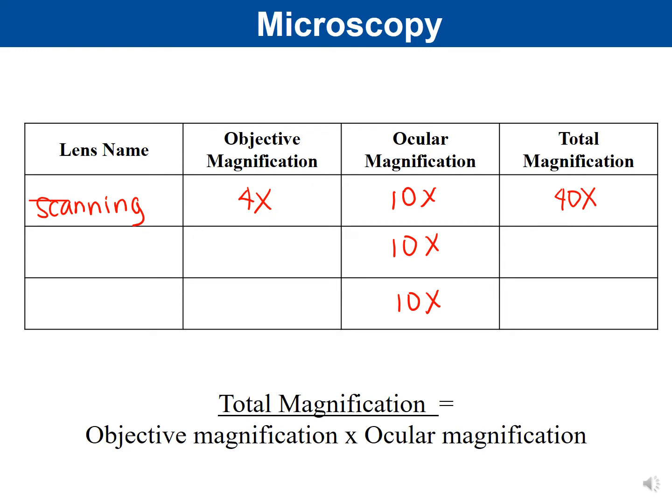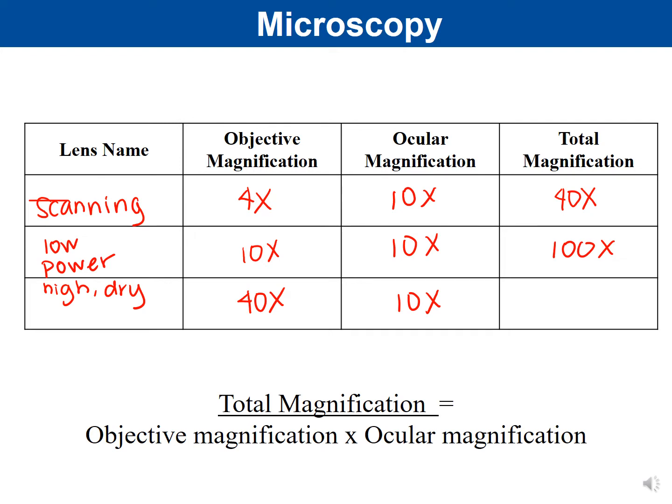The next lens that we have is our 10x, and we call this the low power. So this is our low power lens. And so our total magnification for this would be 100x. The next objective is our 40x. And our 40x objective is called our high dry lens. The reason that it's called the high dry is that it's a high power lens, but it's dry. And what that means is that it doesn't use oil.